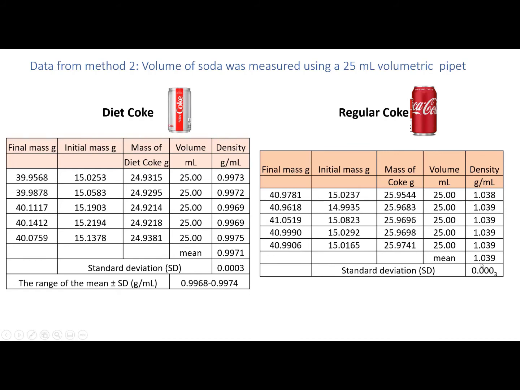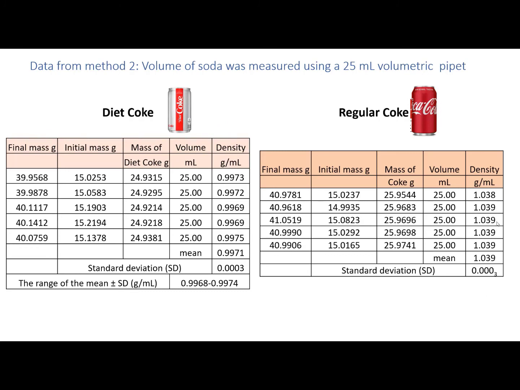The mean density is 1.039 grams per milliliter and the standard deviation is very small, that is 0.0003 grams per milliliter. Although the first non-zero digit of the standard deviation is at the 4th decimal place, we have to round off the mean at the 3rd decimal place to have 4 significant figures because our volume data has only 4 significant figures. So the matching standard deviation for this mean is 0.000. This is good news because our values are very precise.